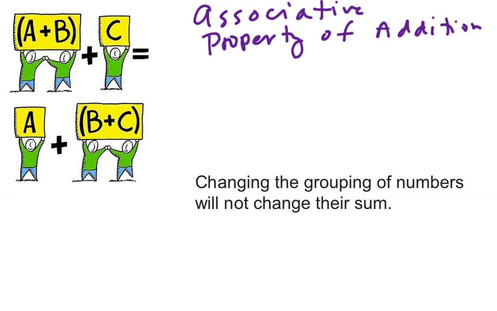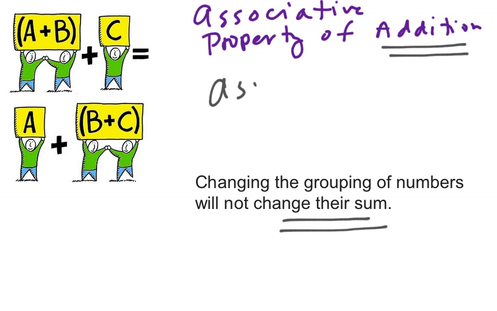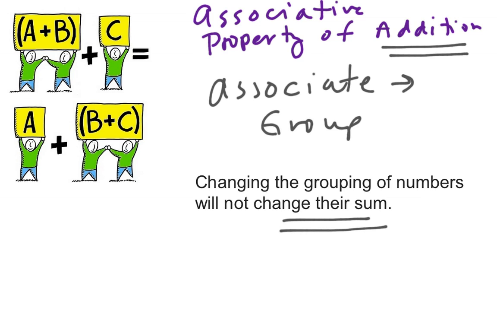The second property we're going to do is associative property, and we're going to do that for both addition and multiplication. So the associative property is when the groups change, the sum doesn't change. So the sum does not change. This is the associative property of addition. When you're adding more than two numbers and you group them, I like to think of associate as who you associate with is your group. Like who you sit with at lunch, who you associate with is your group.